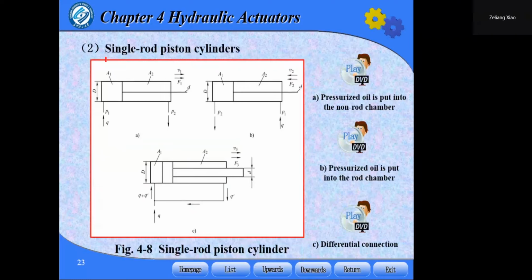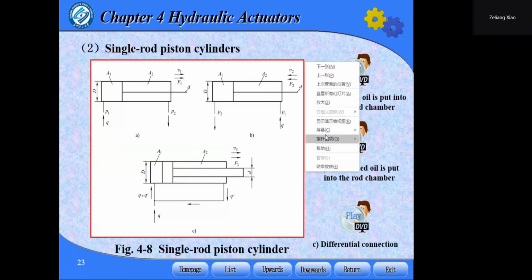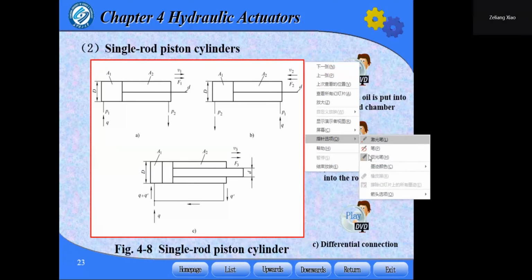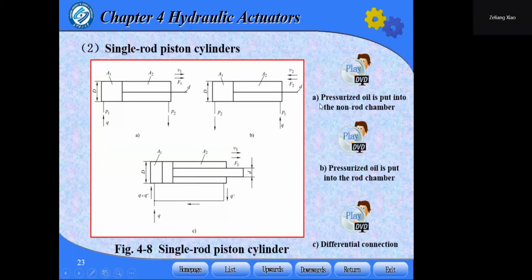Another cylinder is the single rod piston cylinder. You can also play the video. In the figure 4.28, A is the pressured oil put into the rod-less chamber. B, the pressure oil is put into the rod chamber.